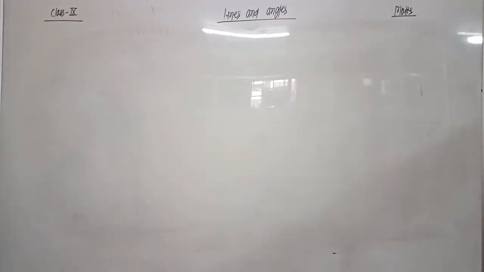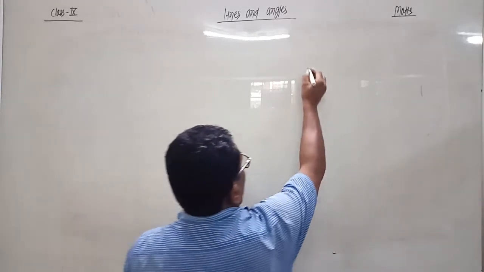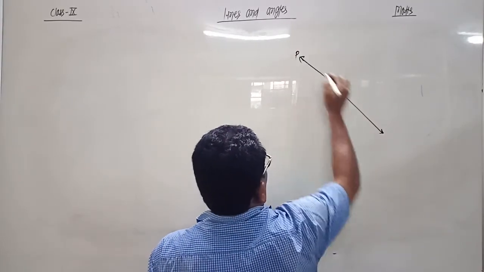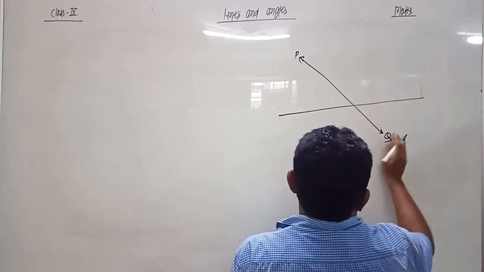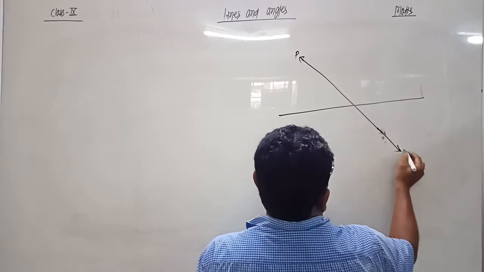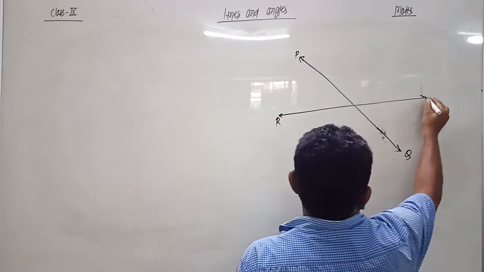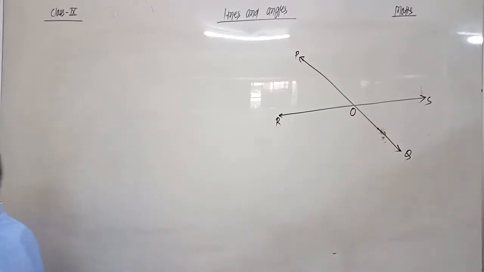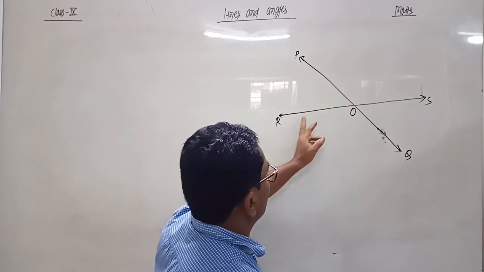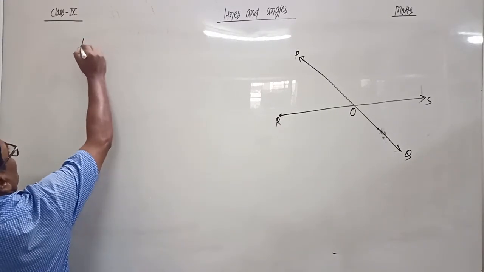Now we discuss the examples. The first example is: lines PQ and RS intersect each other at O. If angle POR, ratio ROQ. So, example number 1.